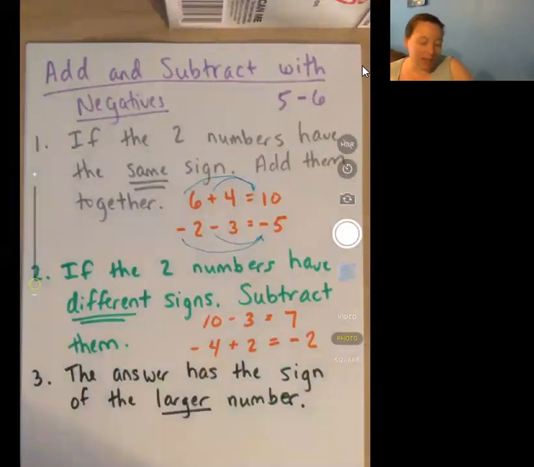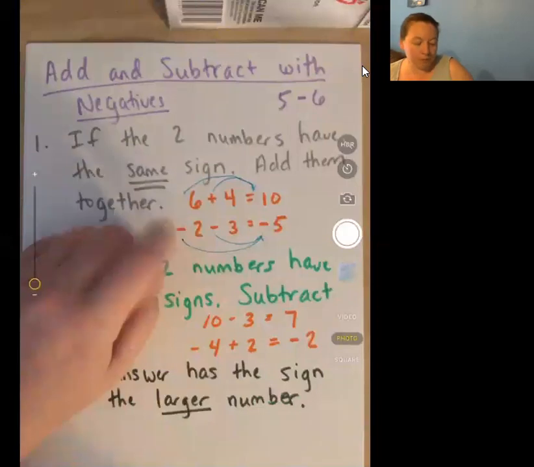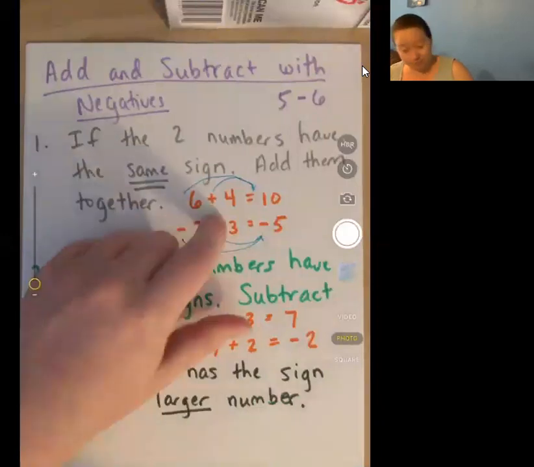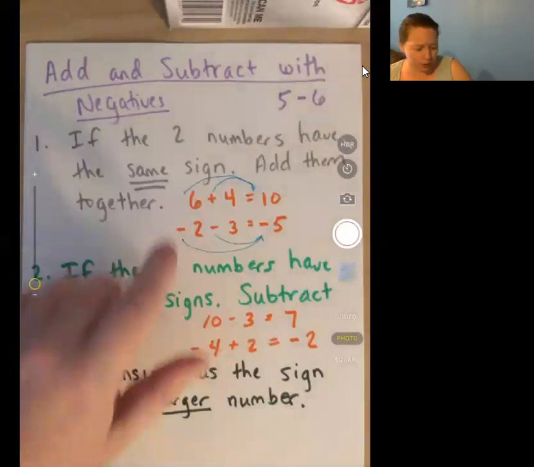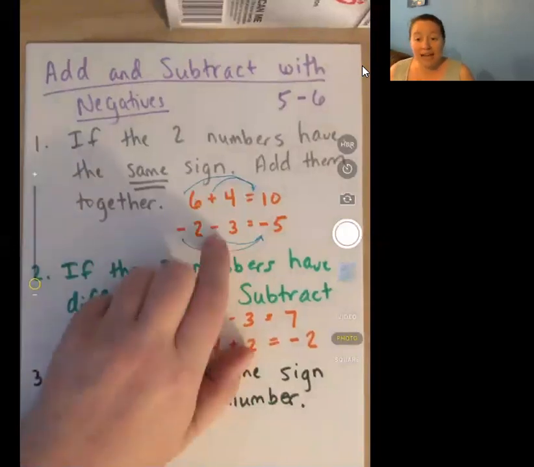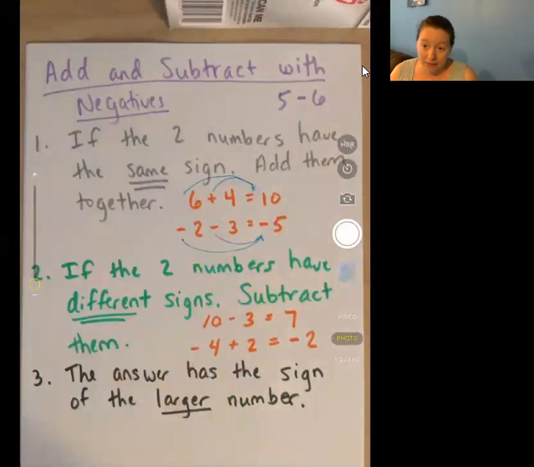And you can even apply it up here. Both of them are positive, so our answer ends up being positive. Both of them are negative. The larger number is a 3. The 3 is negative, so it ends up being a negative 5.